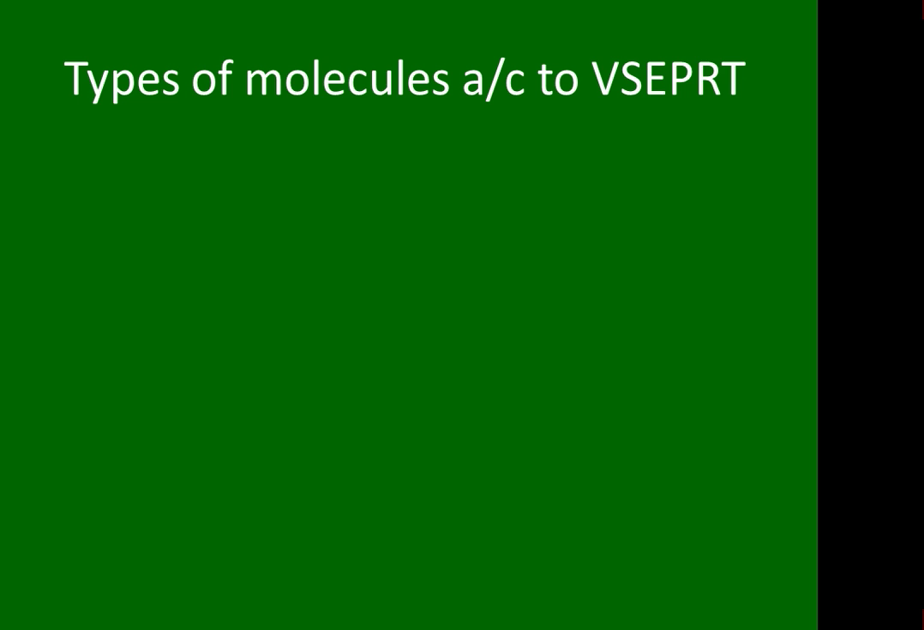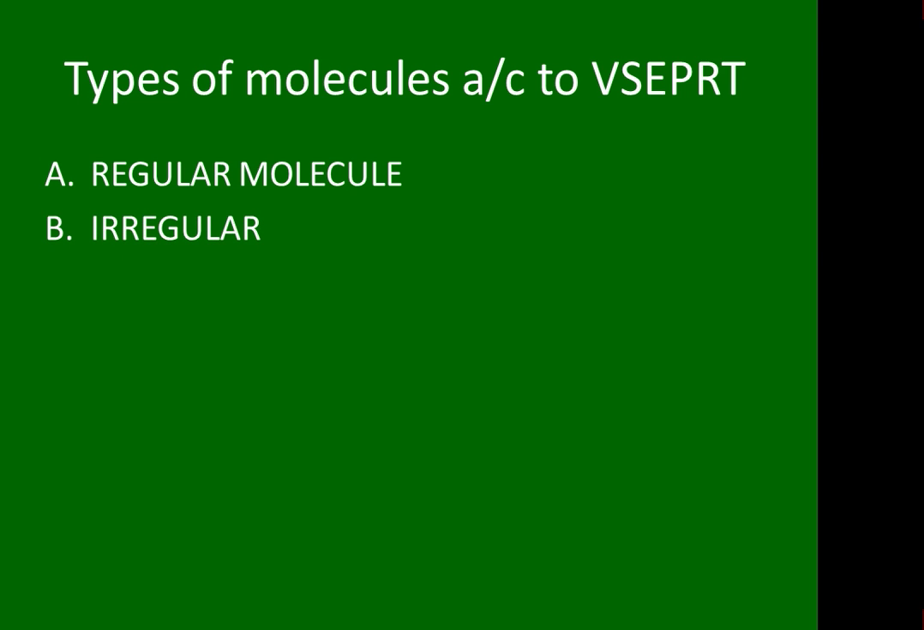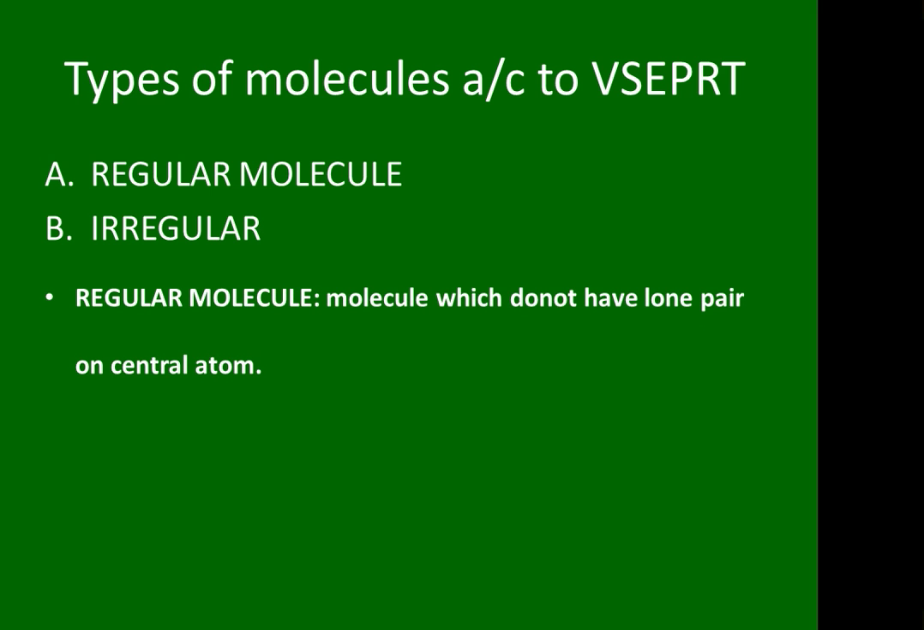What is the basic theme to classify these two different kinds of molecules? If there are lone pairs present on the central atom, then they are classified as irregular molecules. If there is no lone pair on the central atom of a molecule, then they are treated as regular geometry molecules. We have two separate tables for both kinds of molecules, regular as well as irregular.